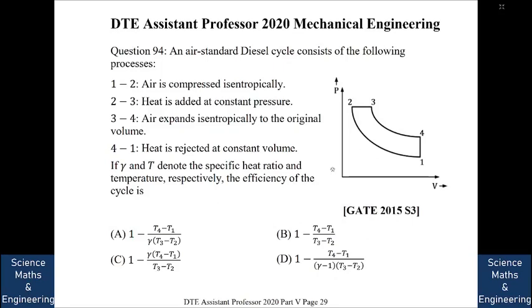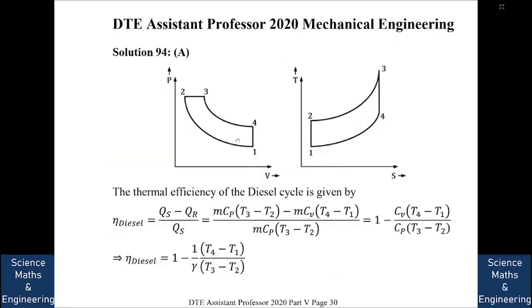so the answer is, this is the diesel cycle. The PV is given, so this is the TS diagram. So the efficiency of the diesel cycle is given by Qs minus Qr by Qs. That is, here what is the heat added minus what is the heat rejected at 4-1, divided by what is the heat added.